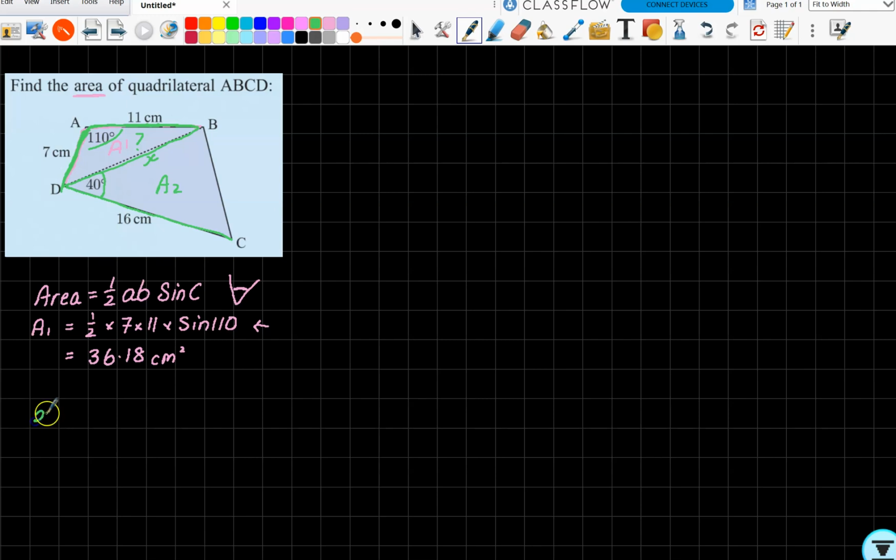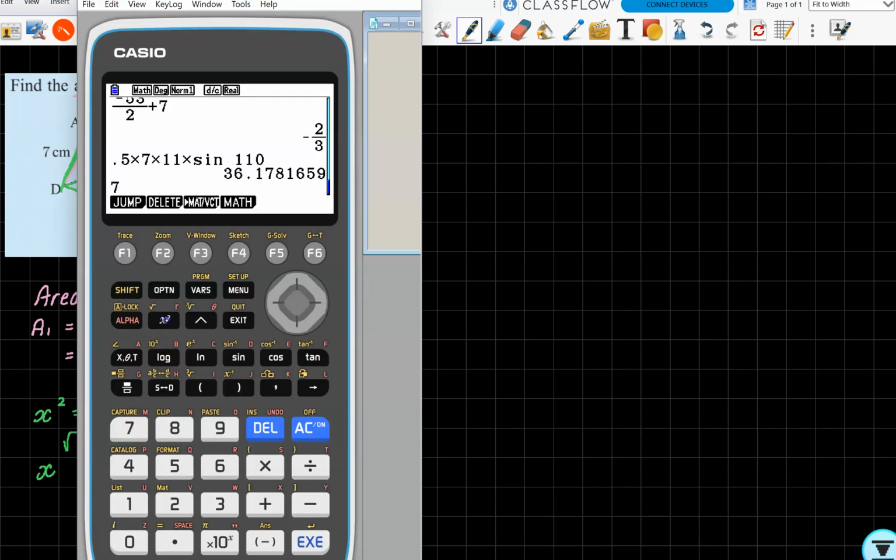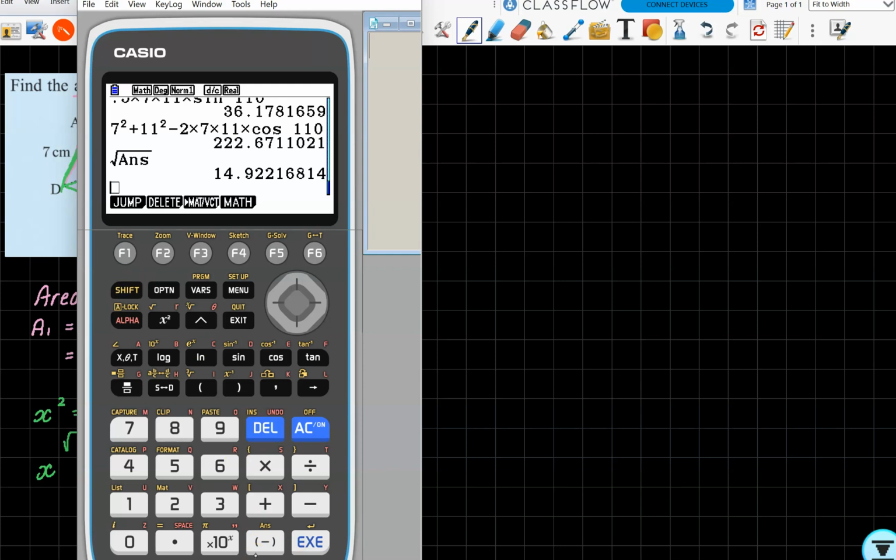All right, so we're going to say x squared equals 7 squared plus 11 squared minus 2 times 7 times 11 times cos 110. Okay, and make sure that we square root that and use our calculator. Okay, 7 squared plus 11 squared minus 2 times 7 times 11 times cos 110. Okay, and then I'm going to square root my answer. Oops, shift answer. So 14.92.